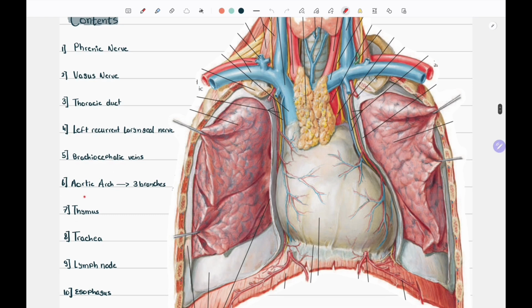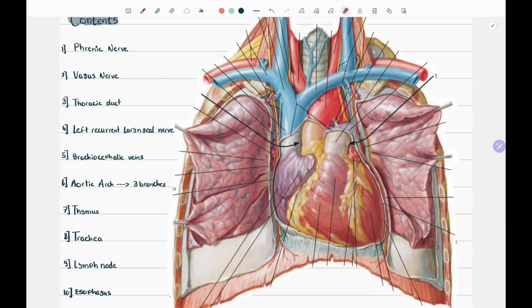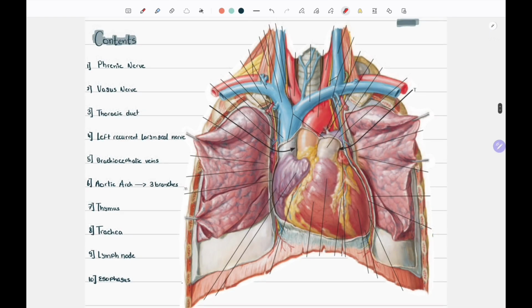Now to show you the aortic arch and its three branches, I have removed the thymus from here. Now these are my aortic arch and these are the three branches of the aortic arch. If you haven't seen my video on the aortic arch, do check it out. As I was telling you, these are my brachiocephalic veins.